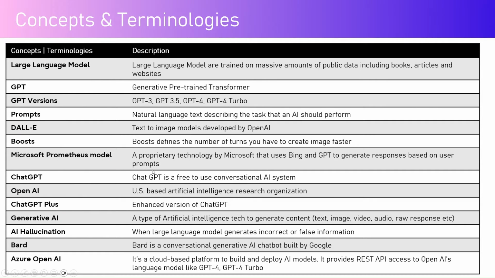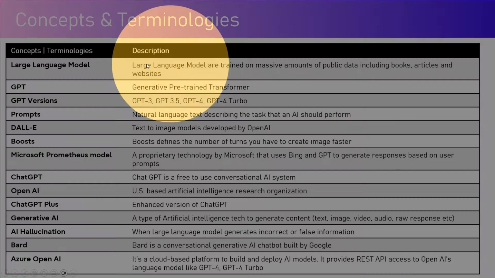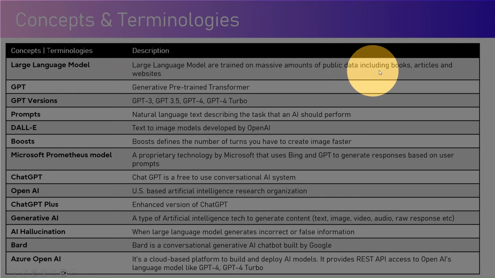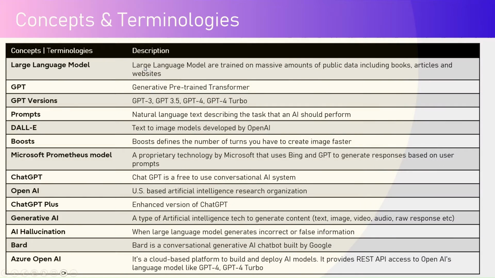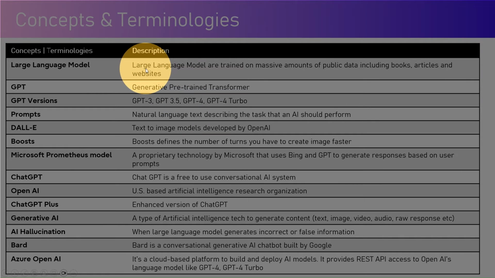These are some of the concepts and terminologies which I thought are important before we even start this Copilot journey. A large language model is basically trained on massive amounts of public data, including books, articles, and websites. Whenever Copilot is asked for something, by providing some input in the prompt, the large language model browses through various data sources like books, articles, and websites to give you a meaningful output. GPT is generative pre-trained transformer. GPT versions are GPT-3, 3.5, 4, GPT-4 Turbo.